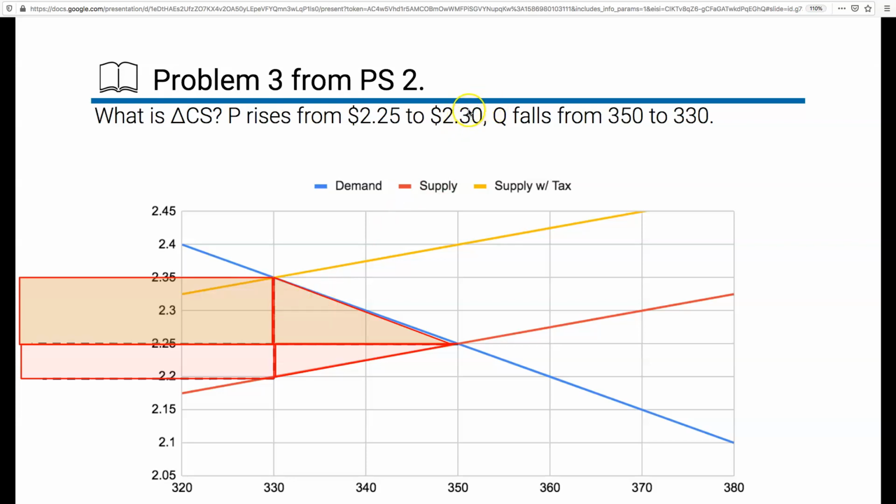So there is asymmetry in this market in the sense that we've introduced this 15-cent peg, but consumers and producers aren't hit equally by the tax.